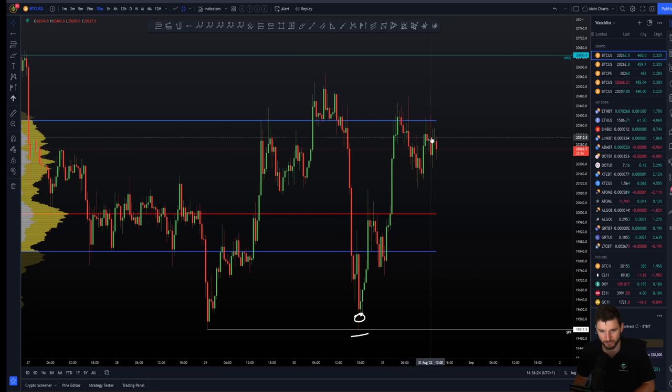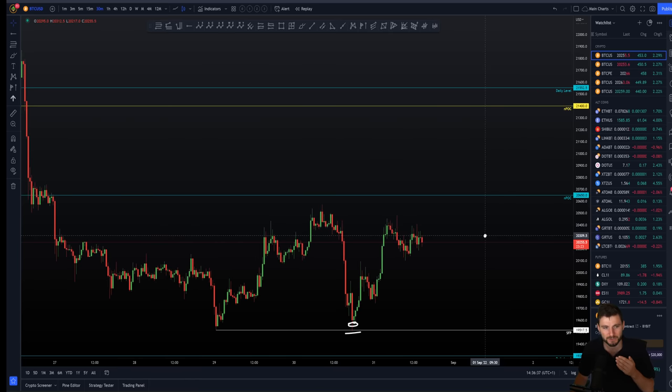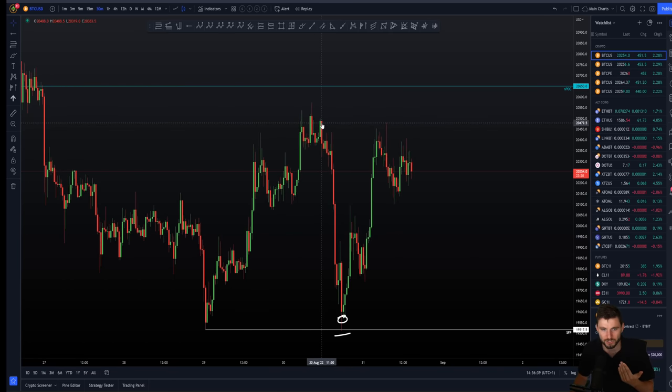This has slightly changed overnight because now we have this new data, but we are back testing the value area low and we've come up to the value area high. So we're overall range bound between these value areas right now. So I think I've managed to explain to you all why I took that short yesterday.